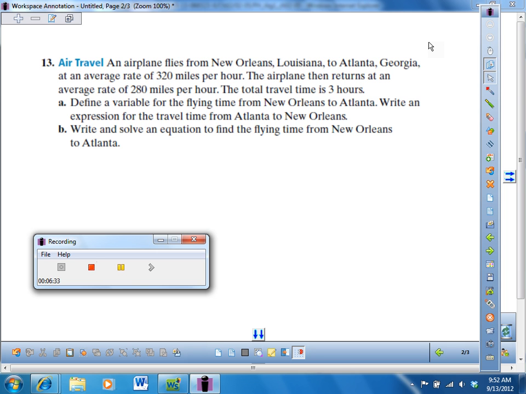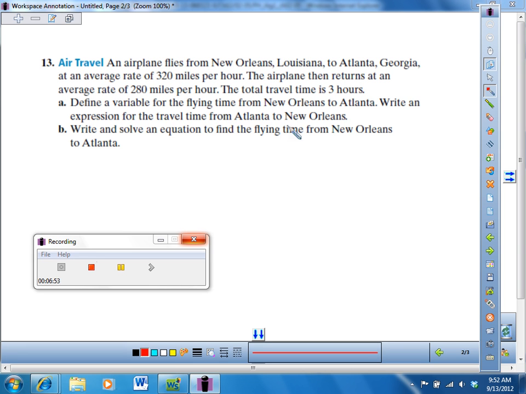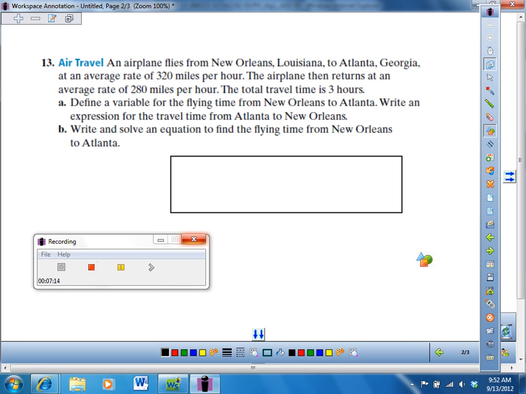Again, number 13. This is one of your homework problems. An airplane travels from New Orleans, Louisiana to Atlanta, Georgia at an average rate of 230 miles an hour. The airplane then returns at an average rate of 280. Total time is 3. Write an expression for the travel time from Atlanta to New Orleans at 280 miles an hour. So it says the total travel time. Okay, so we're going to have to do this. First I'm going to have to make that rectangle again. Where's my rectangle? There we go. I should have this saved somewhere. I'm going to draw in the lines.